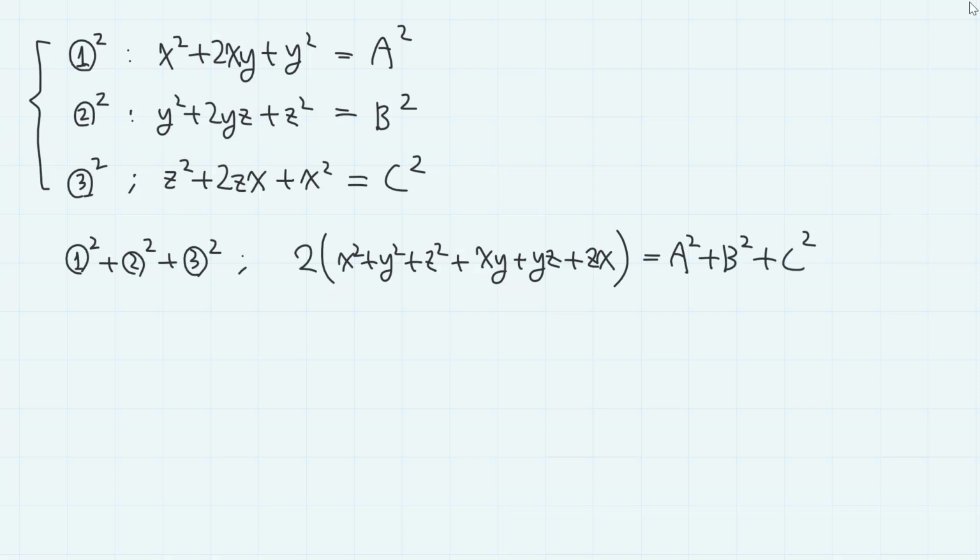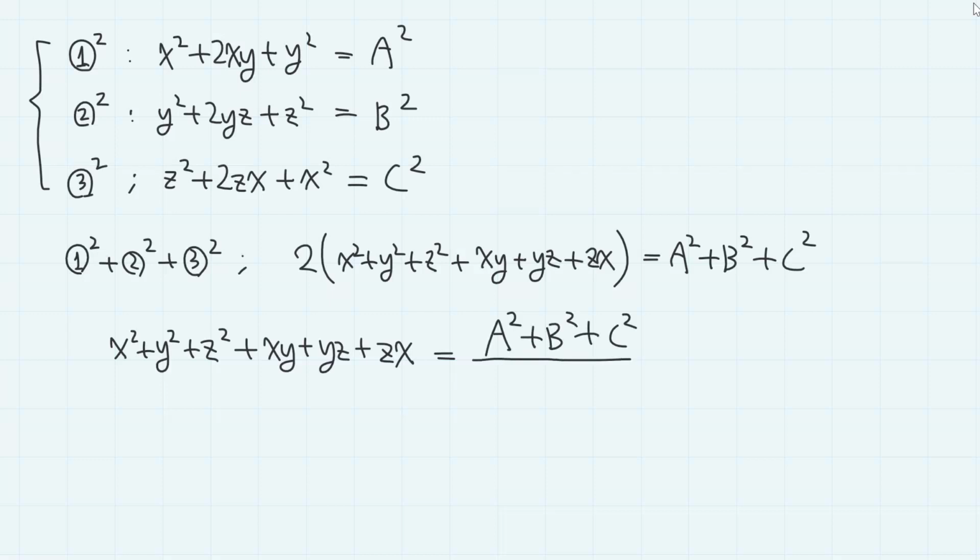And dividing by 2, we obtain x squared plus y squared plus z squared plus xy plus yz plus zx equals (a squared plus b squared plus c squared) divided by 2. And we will call this equation 5.